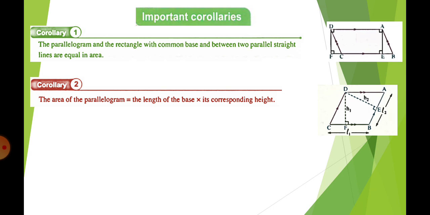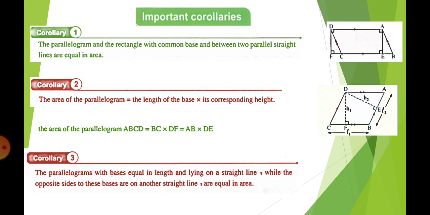Here the two bases: the base CB, the corresponding height DF, and another base AD, the corresponding height DE. Then we can say the area of parallelogram equals BC, the base, times the corresponding height DE, or AD times DF, or the area of the base AB times the corresponding height DE.